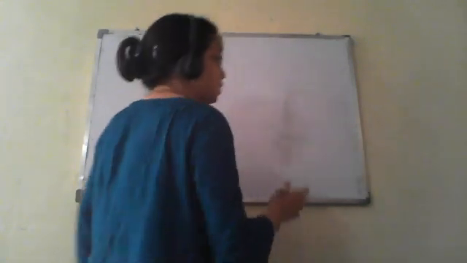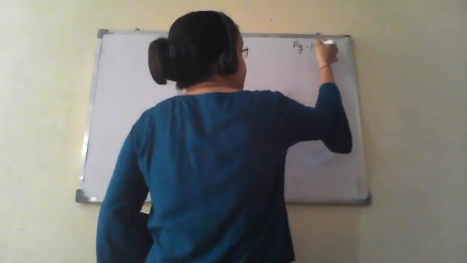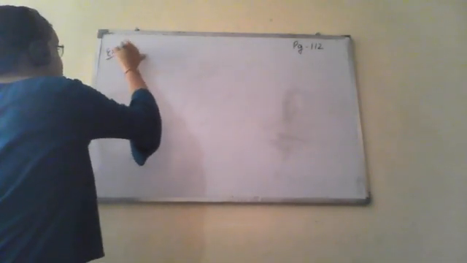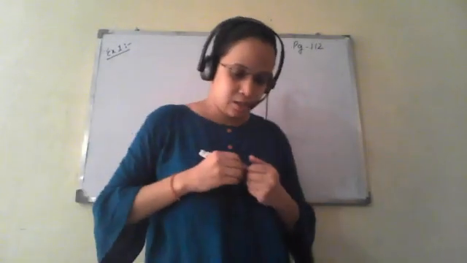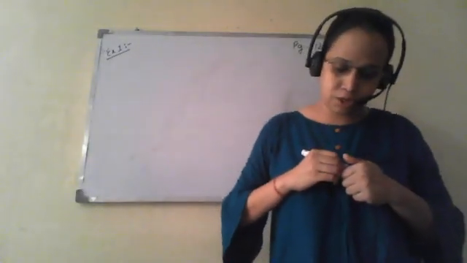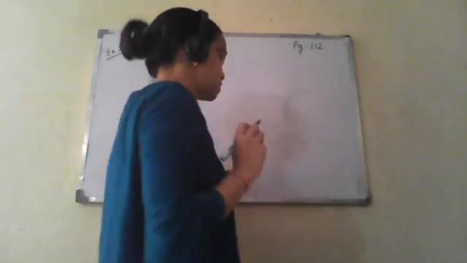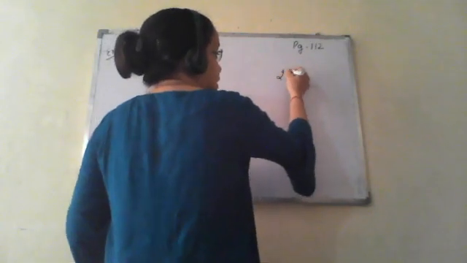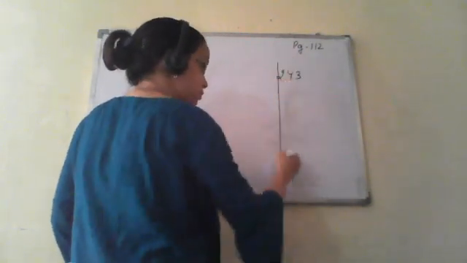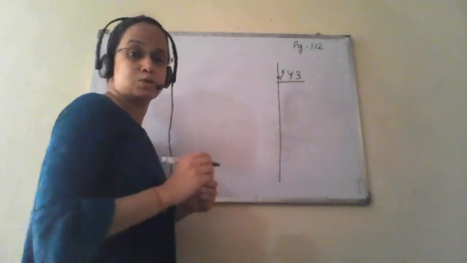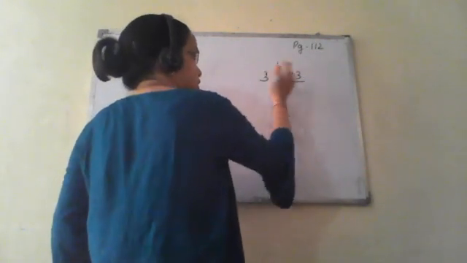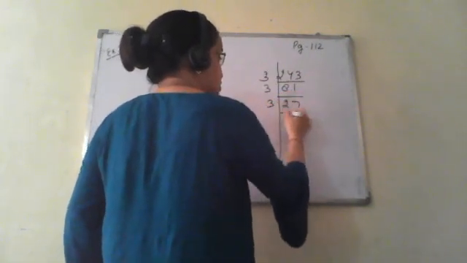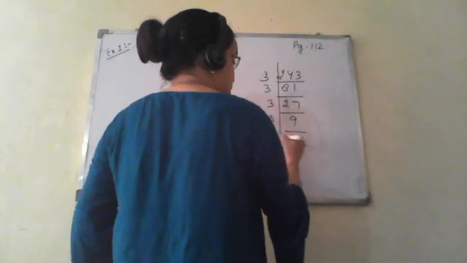Example 1 on page number 112. It says 243 is a perfect cube. So first we do the prime factors of 243, as we did in the case of squares. It will be 3, this is 81, this is again 27, this is 9, this is 3 and 3.